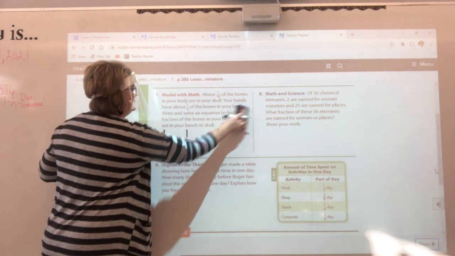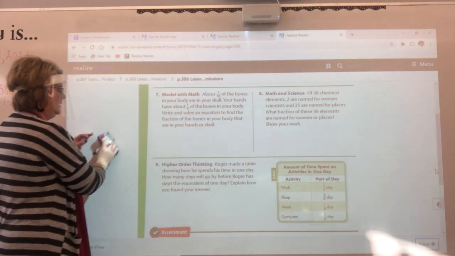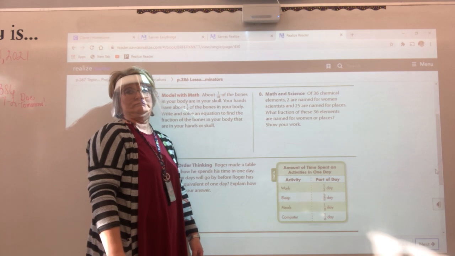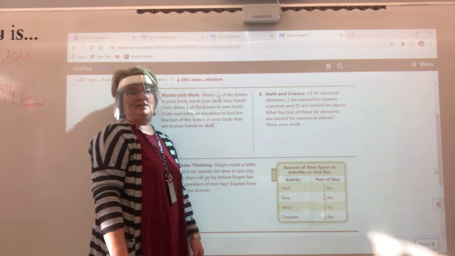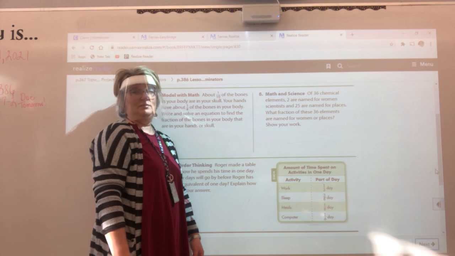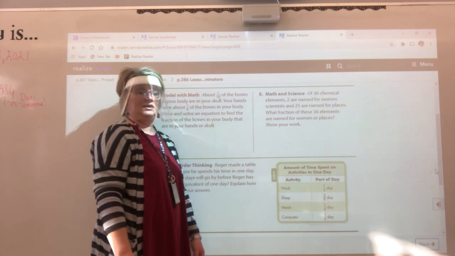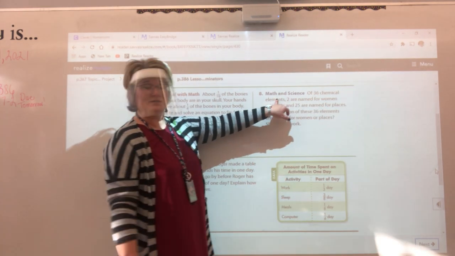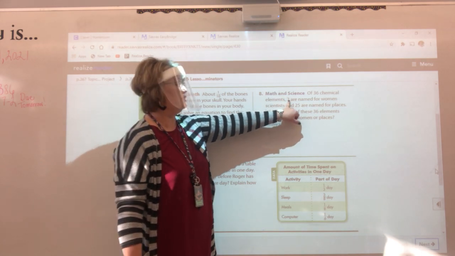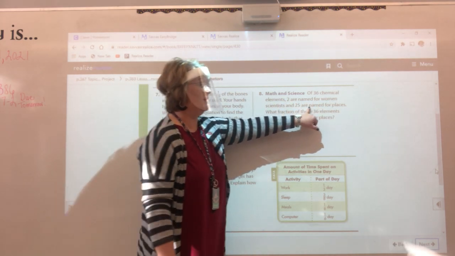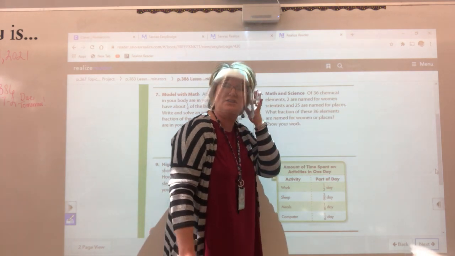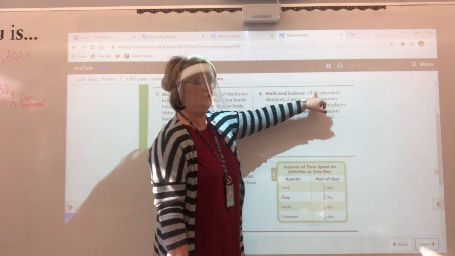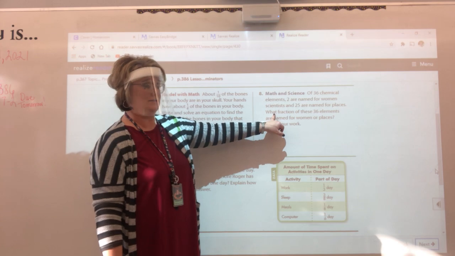Okay, number 8. Of 36 chemical elements, I guess that's talking about like oxygen, hydrogen. I'm not a scientist, but peroxide isn't an element, but you'd put hydrogen with it to make hydrogen peroxide. But there's 36 of them. Sit up straight, come on, pay attention. 2 of them are named for women, 25 are named for places. So I've got 2 out of the 36 that are named for women, 25 out of the 36 that are named for places.